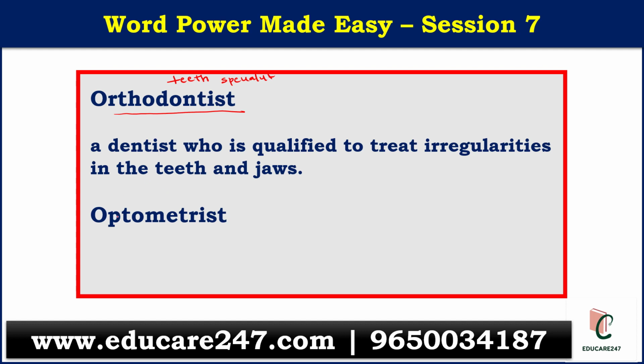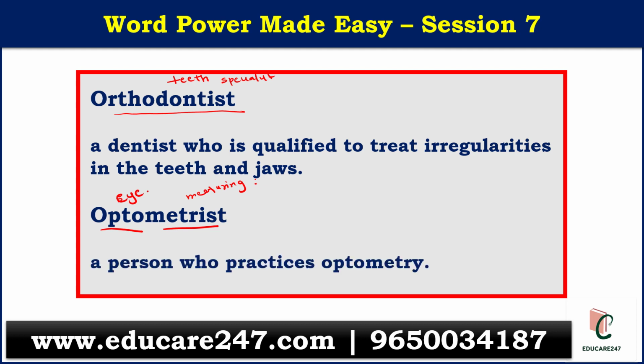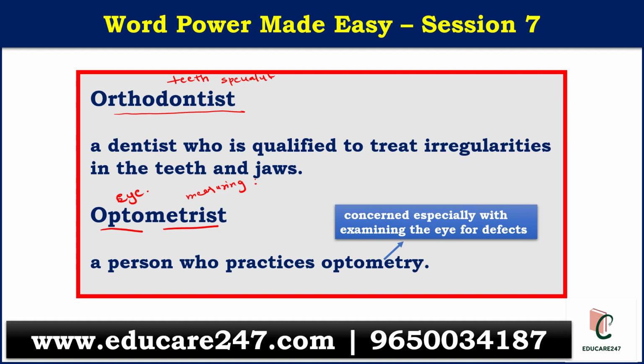Next we have optometrist. Opto is eye, if you remember. And metrist, this is also a repeated word from session 5. Metrist means measuring or measurement. So an optometrist is a person who practices optometry. Optometry is concerned especially with examining the eye for defects. Here your vision related defects will be tested.